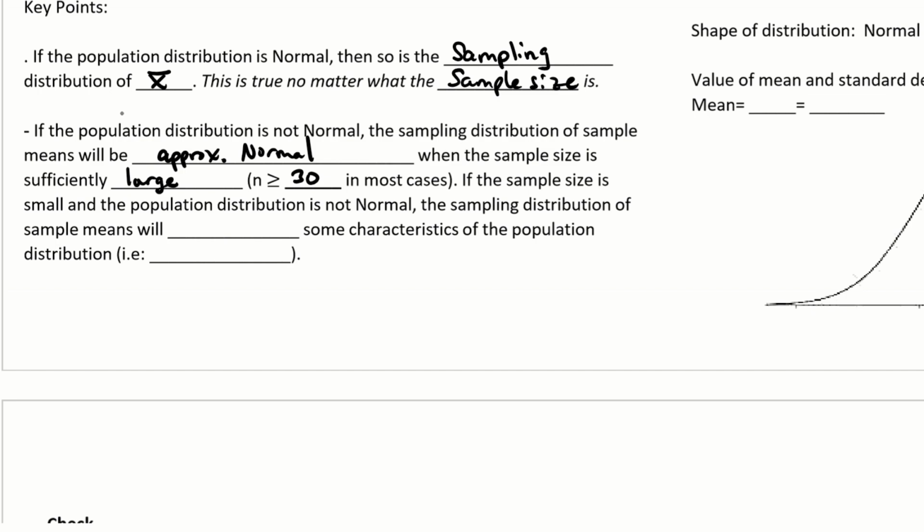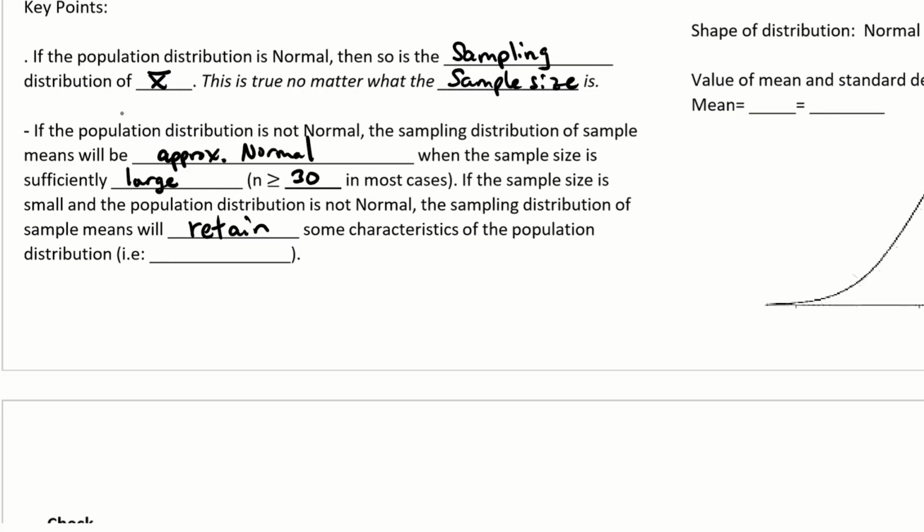If the sample size is small, however, and the population is not normal, then it's not guaranteed that the sampling distribution will be normal. However, the sampling distribution will approach normality even though it doesn't have full normality. It'll try to approach normality while retaining some characteristics of the population.